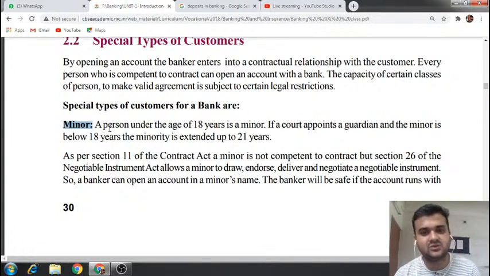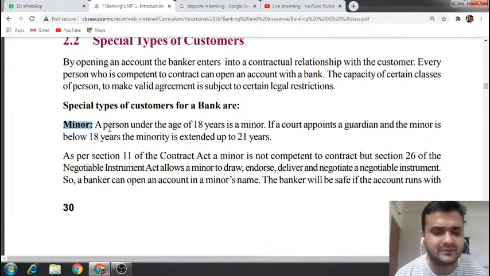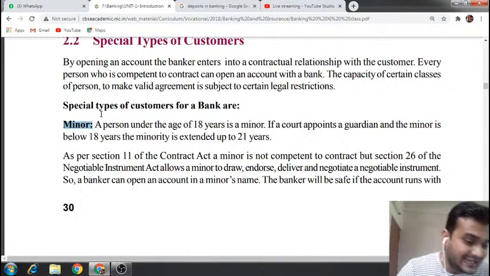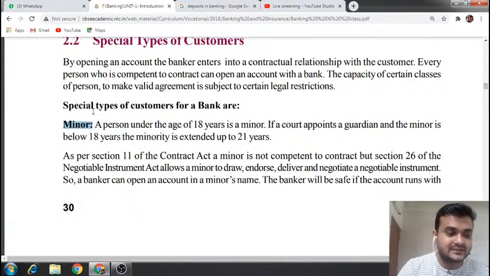So a person who is above the age of 18 can open an account. You just need to submit your documents. It's very easy. You maintain a special relationship. But what if a person is 18 and below? As per the Contract Act, a person who is 18 years and below cannot enter into a contract.